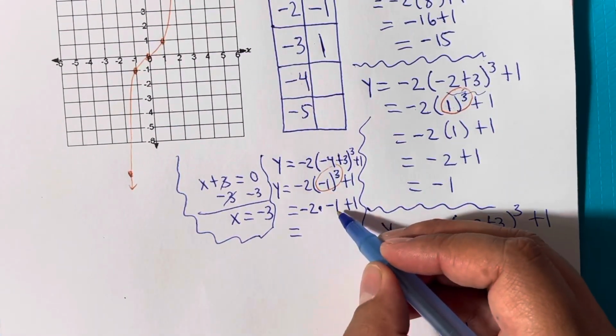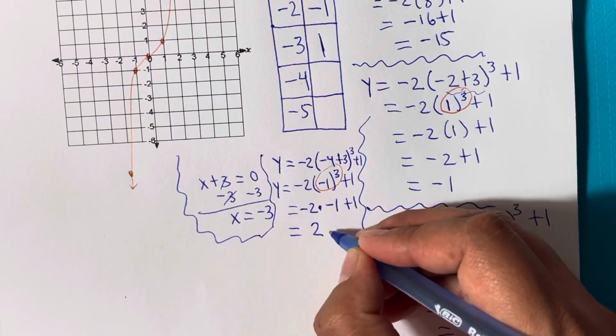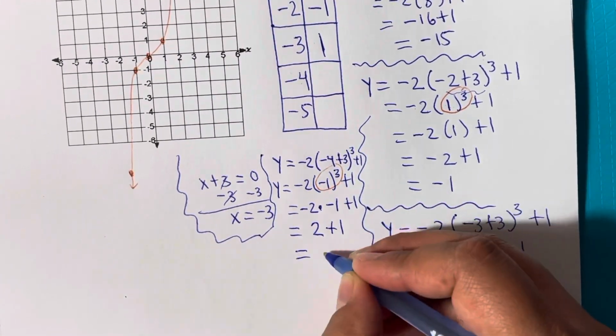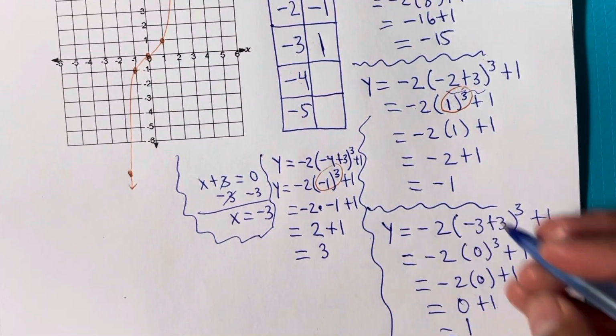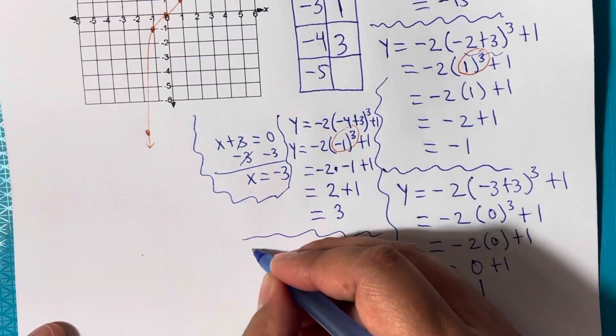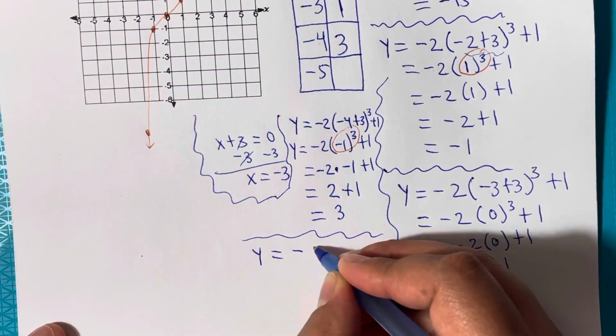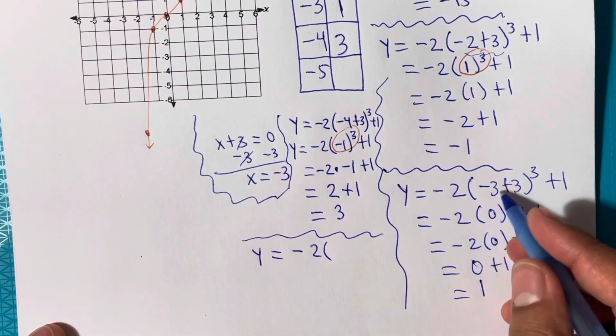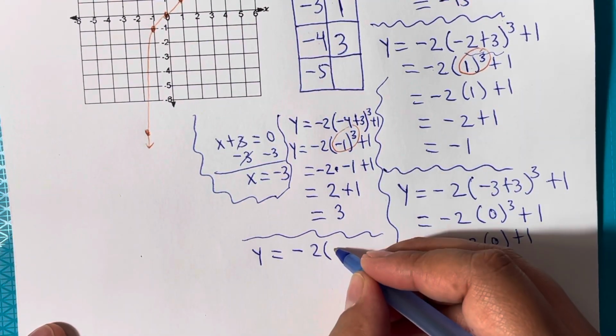Negative 2 times negative 1 is positive 2. Bring down plus 1. And that gives me positive 3. And finally, y is equal to negative 2 times the value of x. I'm going to guide myself with that.